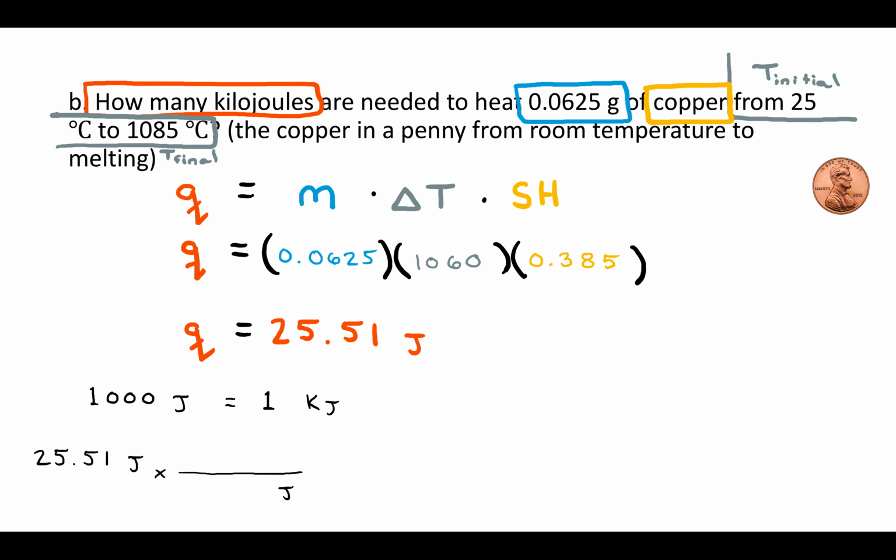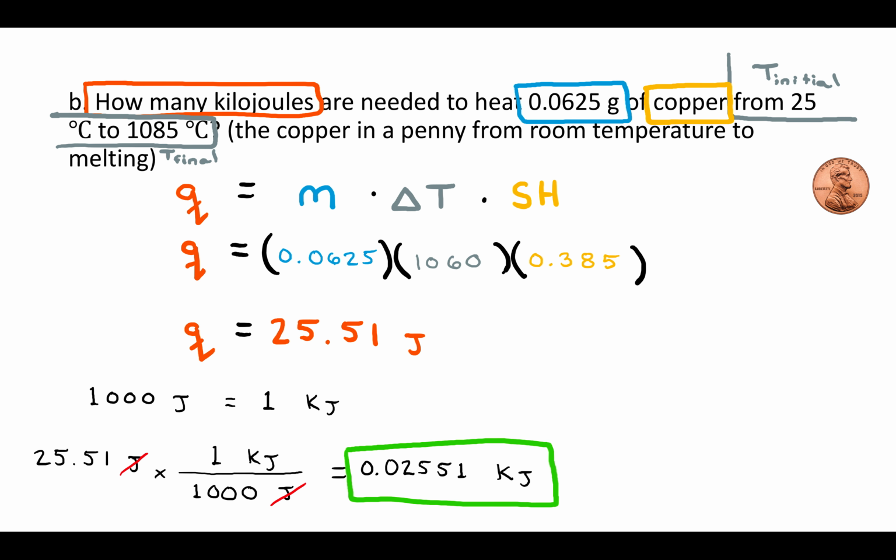So next to joules is going to go 1,000. Going over the fraction bar is like going across the equal sign, and on top you'll have 1 kilojoule. Joules will cancel out. We're going to be left with kilojoules, and if you plug this in a calculator, it would be 25.51 times 1, enter, divided by 1,000, enter. You should get 0.02551 kilojoules. And that's how much heat you would need to take a penny at room temperature and melt it.